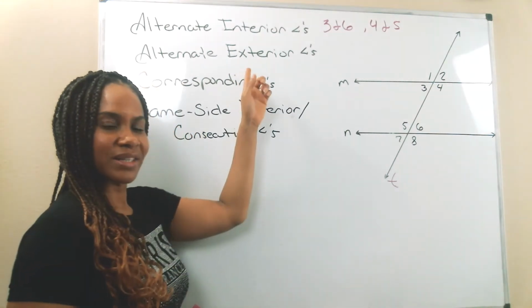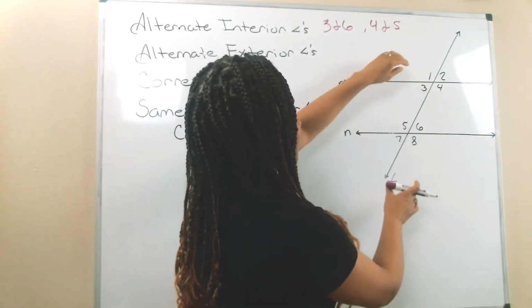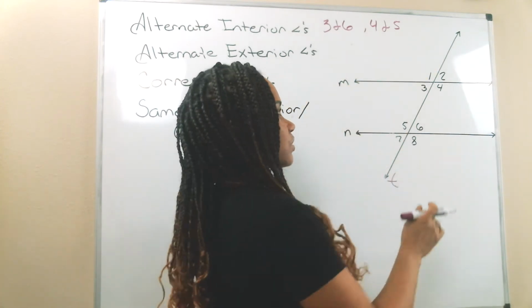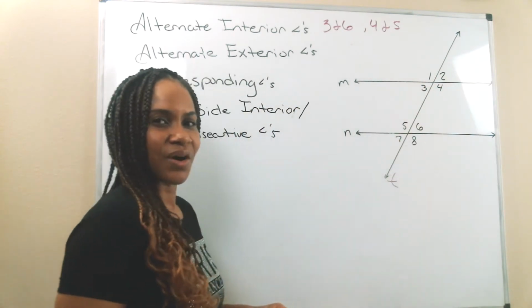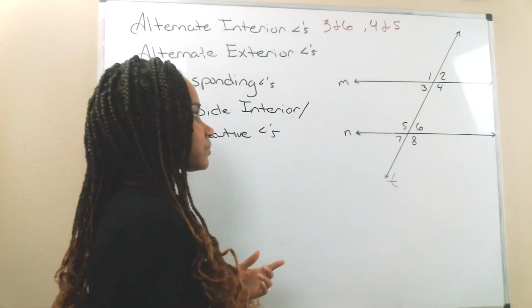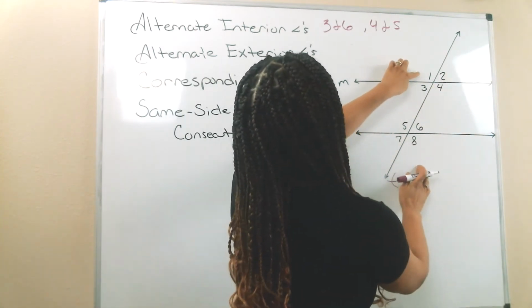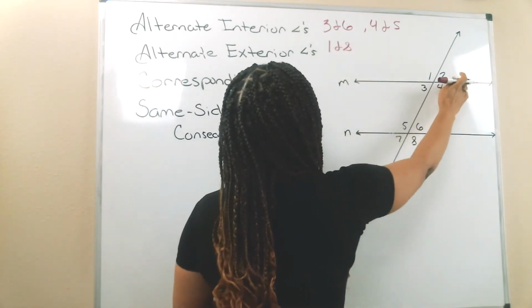Next, we have alternate exterior. So when you're looking at the exterior, you're looking at the four angles on the outside of your two lines. And so that would be angles 1, 2, 7, and 8. And so alternate exterior would be on the opposite sides of the transversal. So 1 and 8, and 2 and 7.